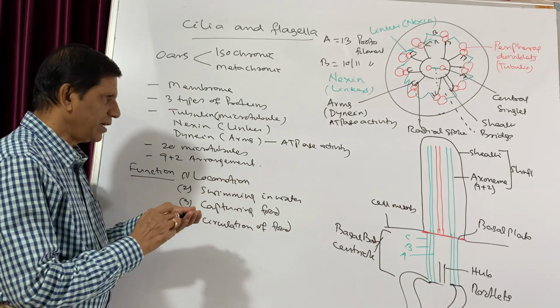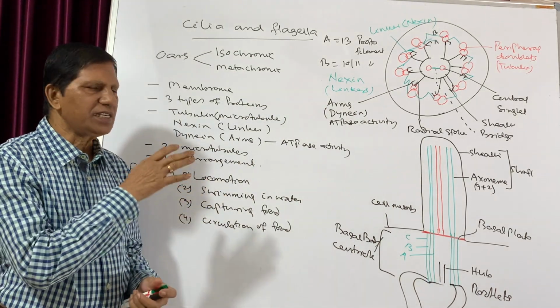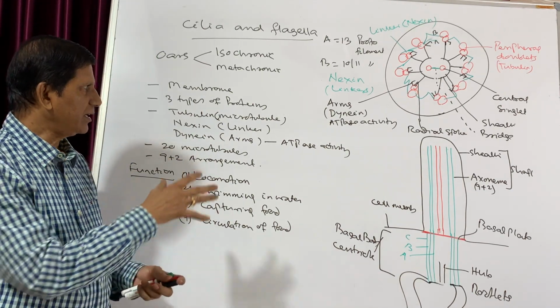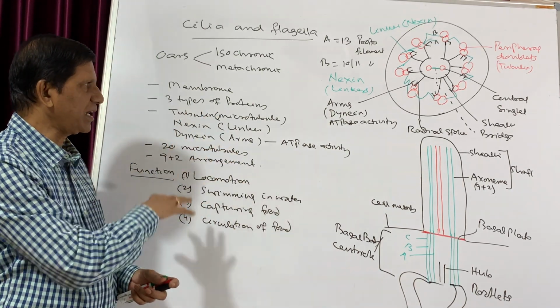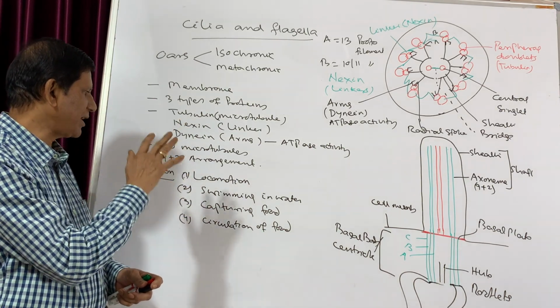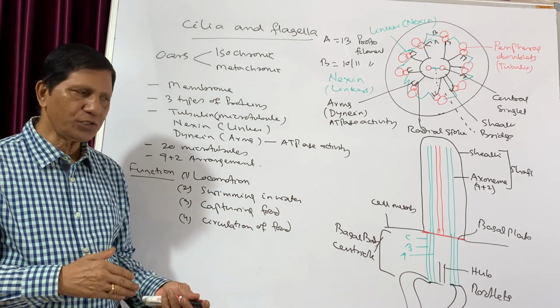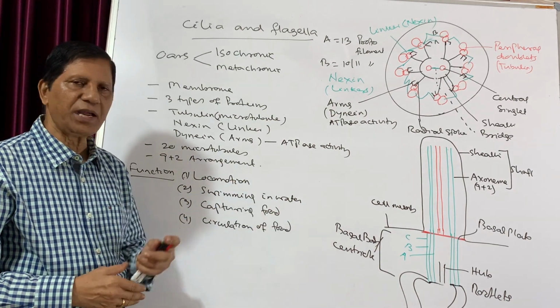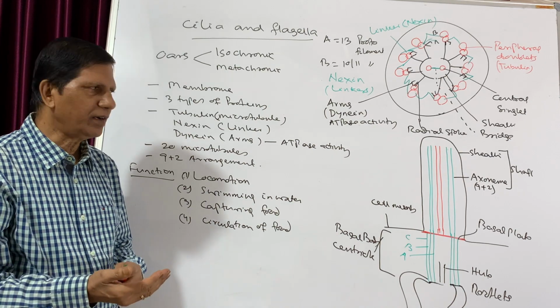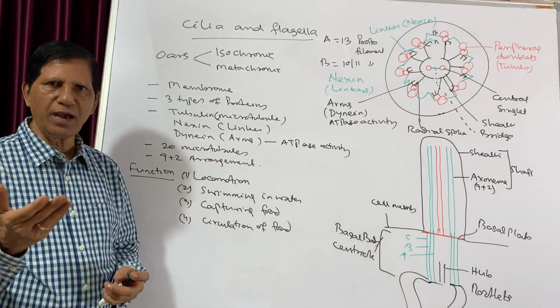So this is all about the structure and function of cilia and flagella, and here some important aspects are there: 20 microtubules, 3 types of protein, 9+2 arrangement, and how the cilia behave like oars, while the flagella have sliding movement due to the ATPase activity of the Dynein protein present in the arms.